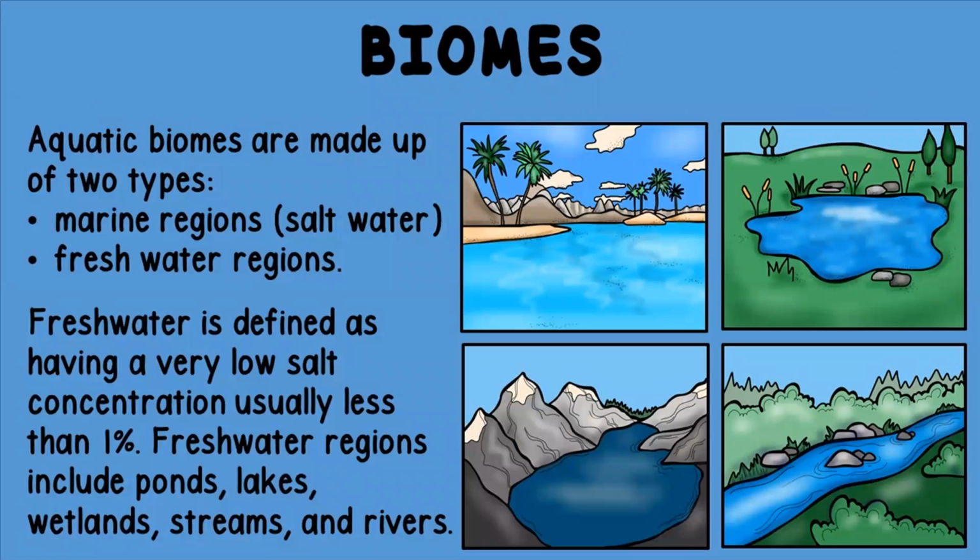Aquatic biomes are made up of two types. There's marine regions, which are saltwater, and freshwater regions. So that could be like a lake or a river. Freshwater is defined as having very low salt concentration, usually less than 1%. So freshwater regions include ponds, lakes, wetlands, streams, and rivers. And then anything that's considered marine is saltwater, like an ocean.